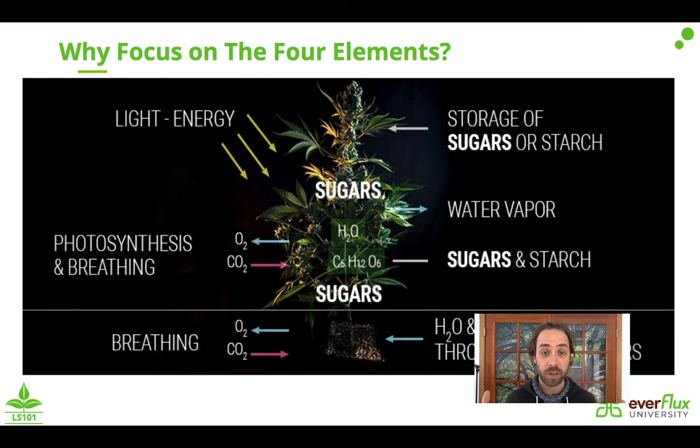So why do we focus on the 4 elements? Well, really, it all goes back to how plants make energy and make sugars, which is really what we're measuring when we're measuring bricks in our plants. So this is kind of like high school chemistry, but just in case you're not familiar, plants make sugars through photosynthesis, which involves light energy from the sun or from a light source, involves water, and it involves air, or more specifically, carbon dioxide that comes from the air.